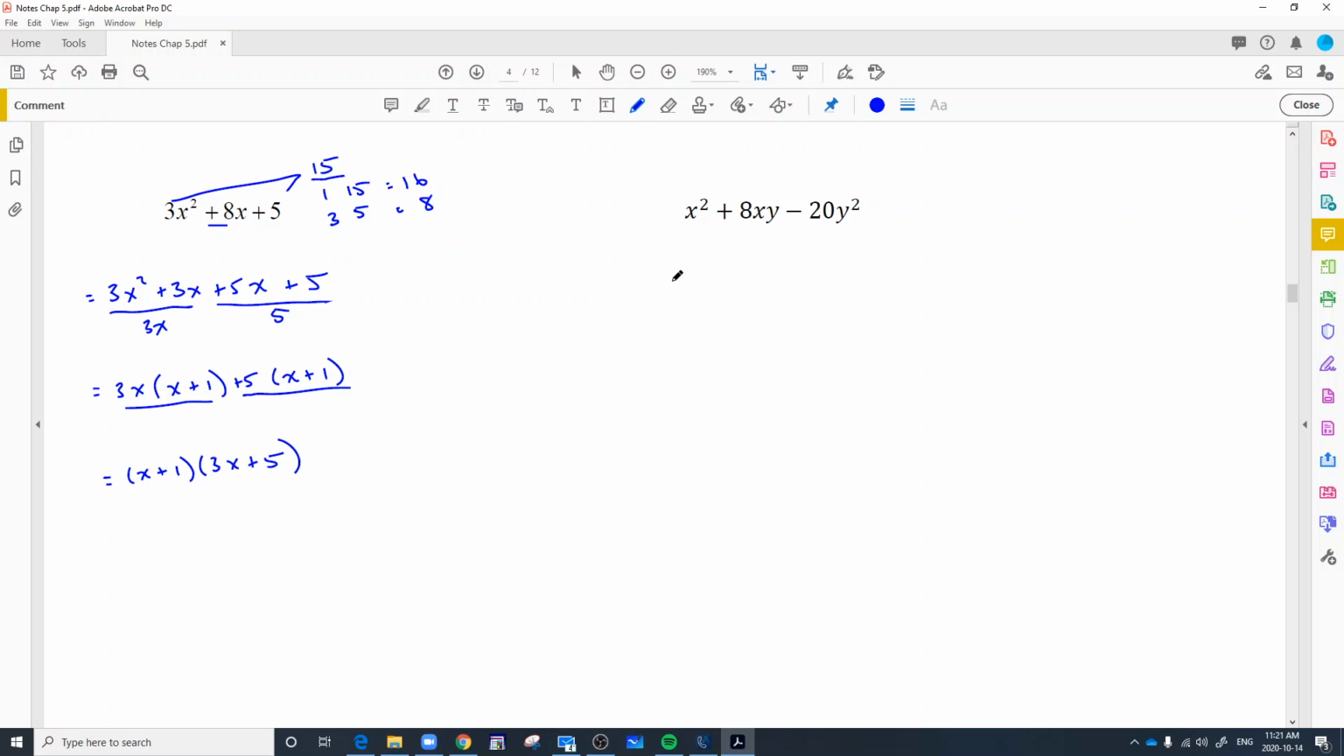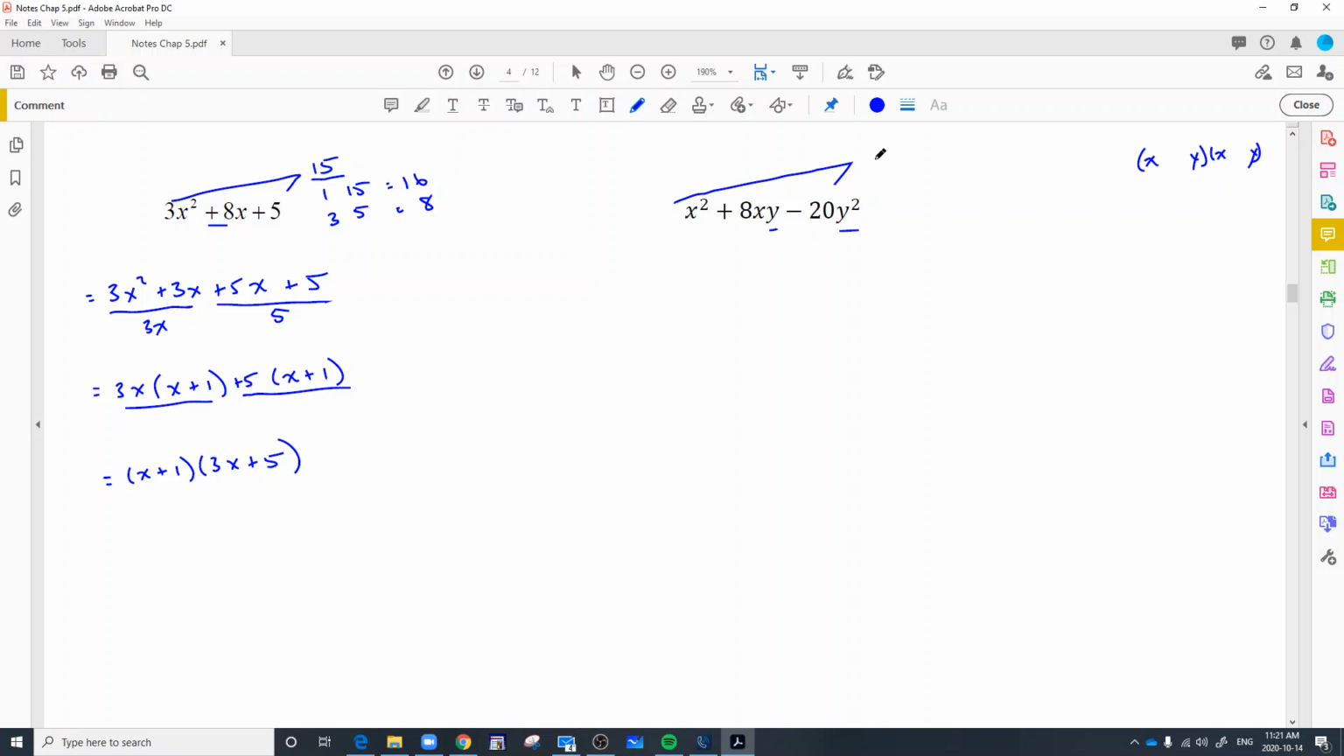All right, so let's look at the next one. So now we're going to put in some different twists. The different twist in this one, I hope you notice, is that there's this y on the end, so a y and a y squared. All that means is that your answer is going to have an x at the front and a y at the back. Because when you multiply it, you get x times x is x squared. Your outers and your inners are going to have xy, and then your lasts are going to have a y squared. So the process is the same.